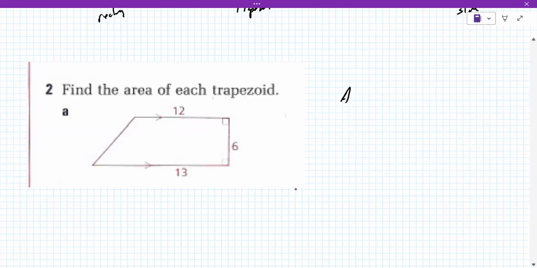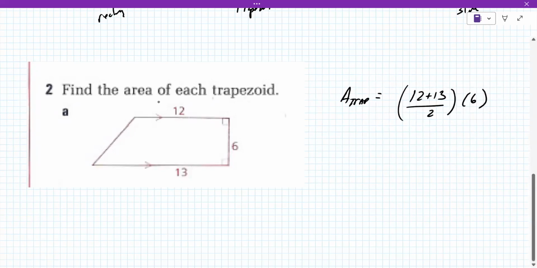So area of a trapezoid, a couple ways to remember it. It's the average of the bases, which is really 1/2 times (B1 plus B2), but think of it as the average of the bases, the ones that are parallel. So you add the bases up, divide by 2, and then you multiply by the height. Now, if you're doing this by hand, you would divide before you multiply. So it's 12 plus 13, 25 times 3, 75.